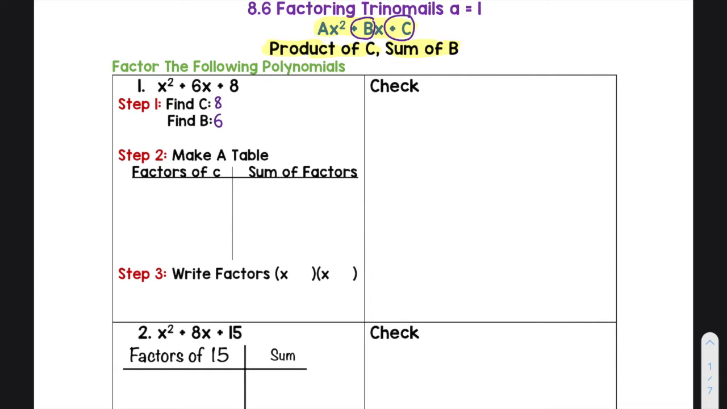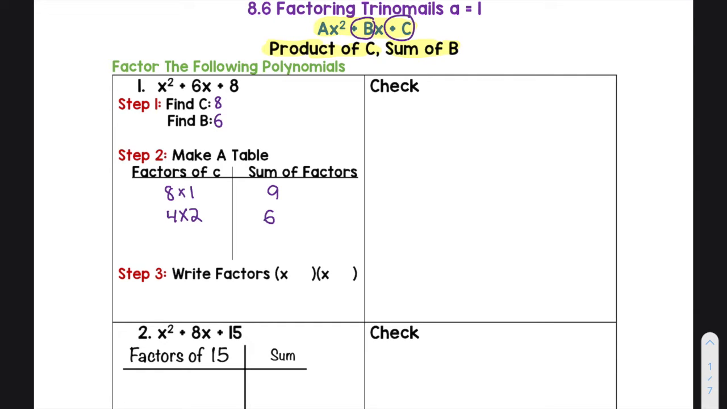We're going to make a table because we want to find 2 numbers that have a product of c and a sum of b. So in this case, we want to find 2 numbers that multiply to get 8. So let's first, in the first column, find factors of 8. I know that 8 times 1 is 8, and 4 times 2 is 8. Over on the right-hand side, I am going to add those numbers, the sum of the 2 factors. 8 plus 1 is 9, 4 plus 2 is 6.